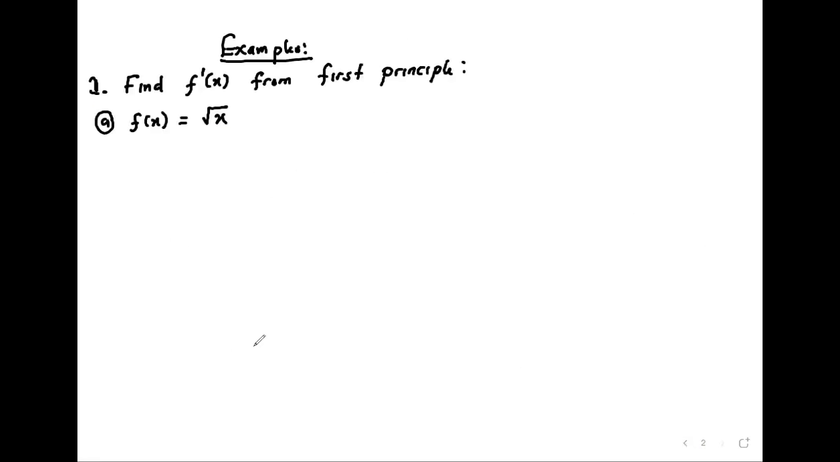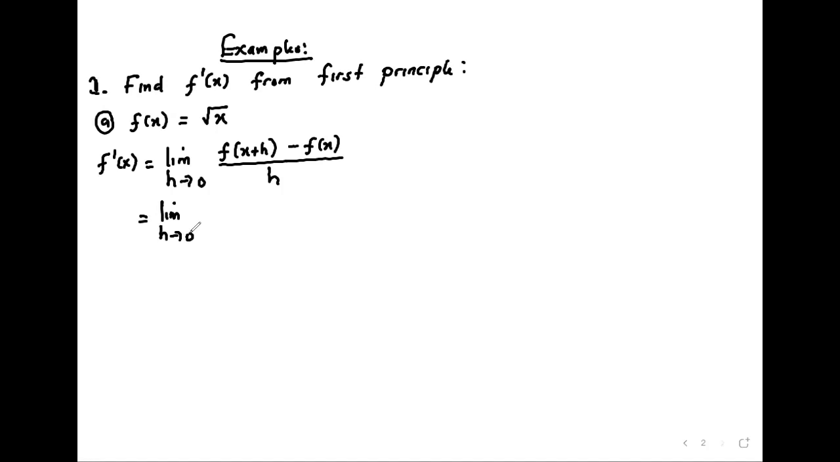So we say the derivative is the limit as h goes to 0 of f of x plus h minus f of x over h. It's important to write the formula because if you mess up somewhere, you get the marks for the formula. Then this means the limit as h goes to 0, f of x plus h will be the root of x plus h, minus the root of x, which is f of x, over h.